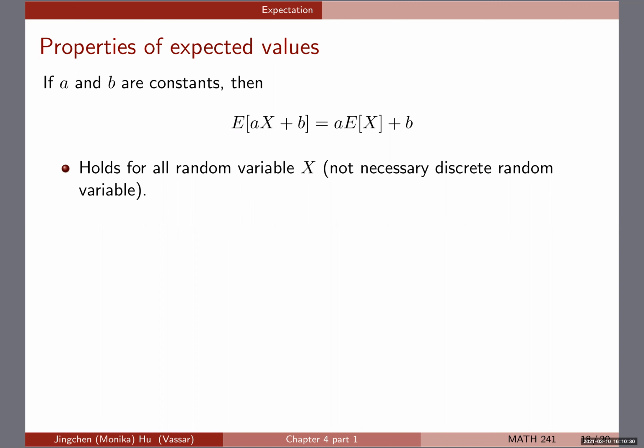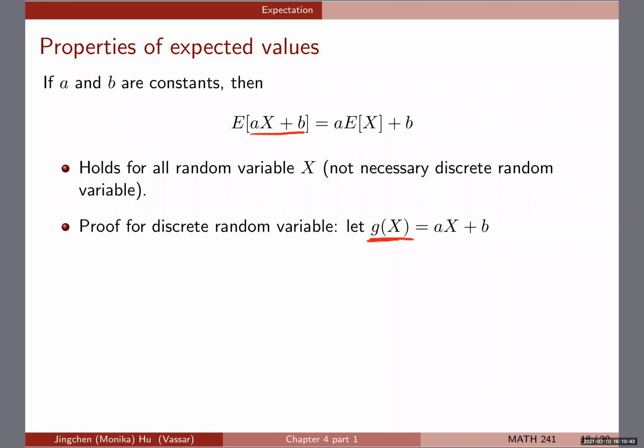But because in this chapter we're focused on discrete random variables, we're going to do the proof here for the discrete random variable case. All right, let's get started. So ax plus b is essentially a function of x. As soon as we recognize that, we go back to our familiar range.